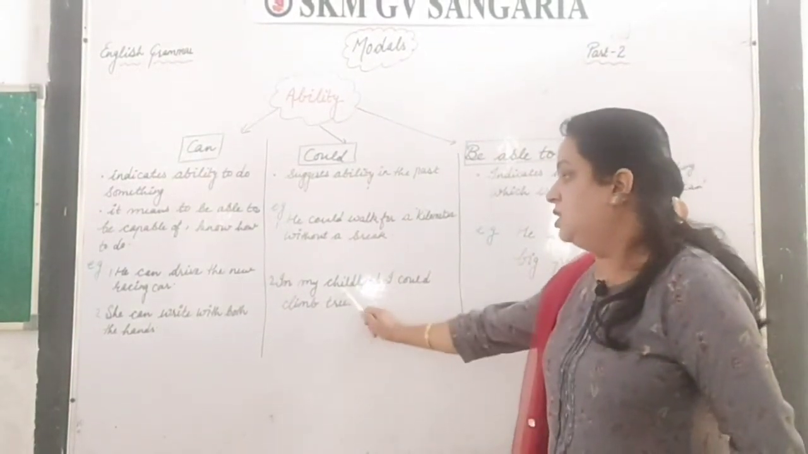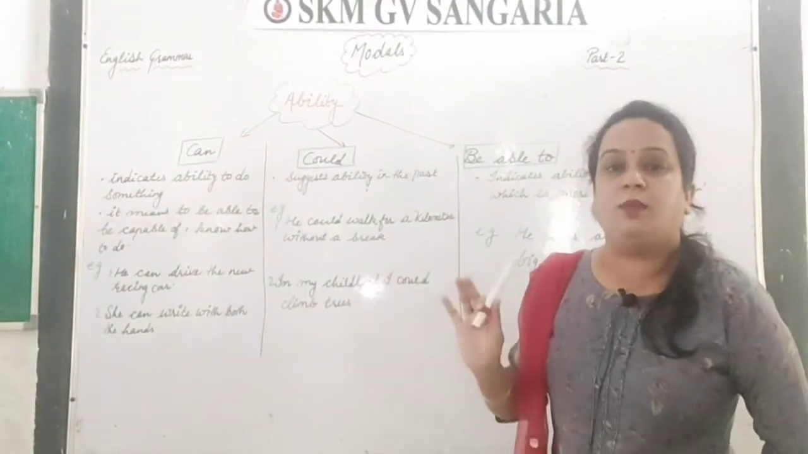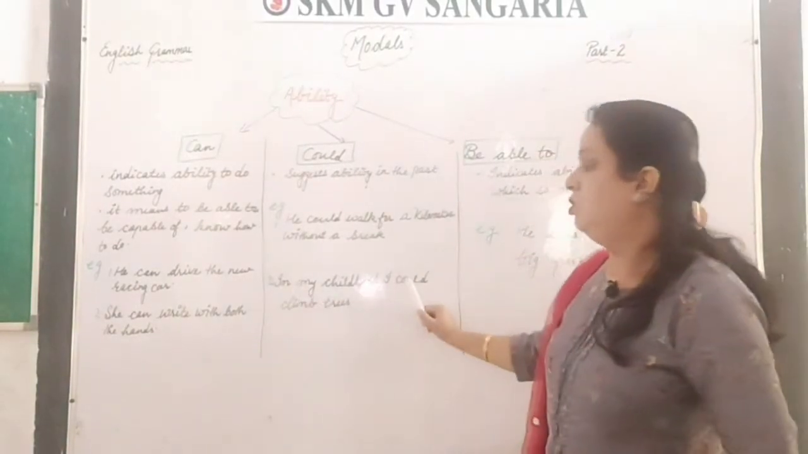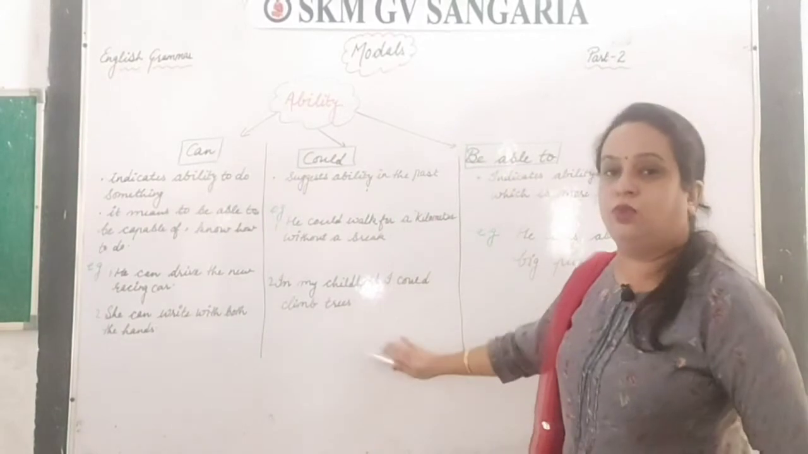Now, the second example: in my childhood I could climb the tree, but now I am not able to climb the tree. So that's why I have written: in my childhood I could climb the tree. That is the second use of could.